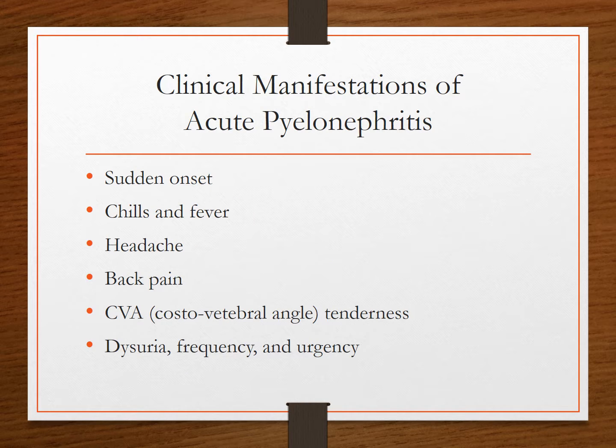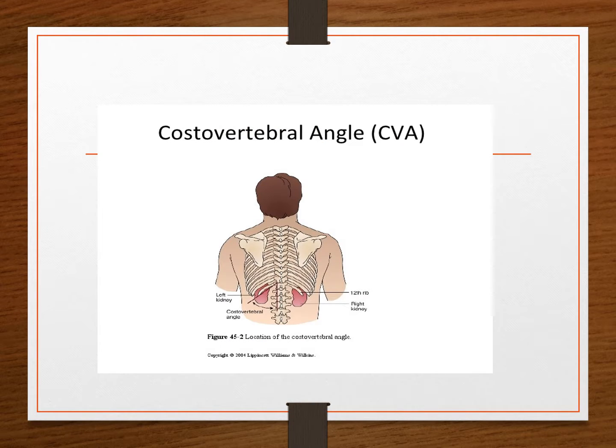Clinical manifestations of acute pyelonephritis usually come on very suddenly, very rapidly: chills, fever, headache, back pain, costovertebral angle tenderness, which I have a picture of in the next slide, difficulty voiding or urinating, frequency, and urgency. And this is a picture that shows exactly where the CVA, or the costovertebral angle, is, when people have true kidney infections or pyelonephritis, where they will usually complain of pain.